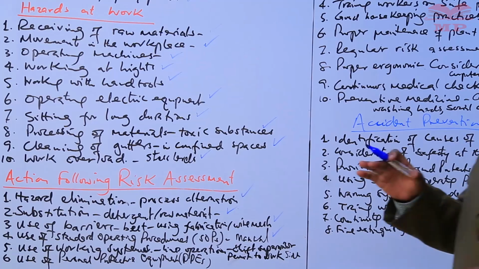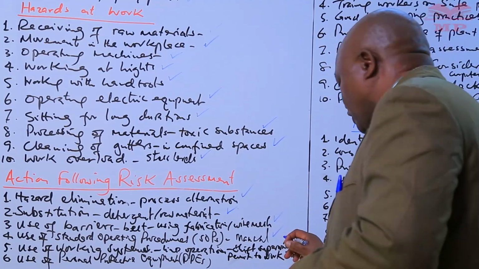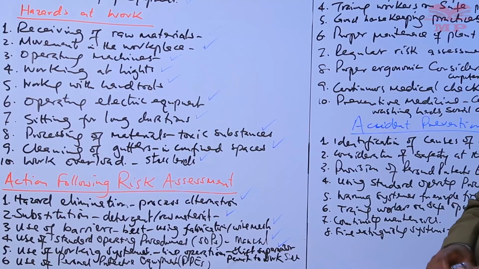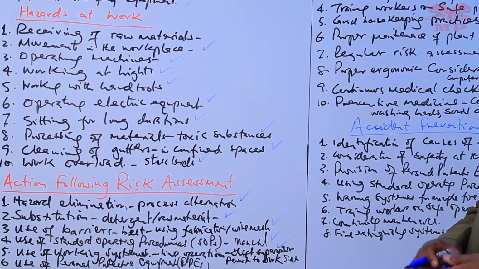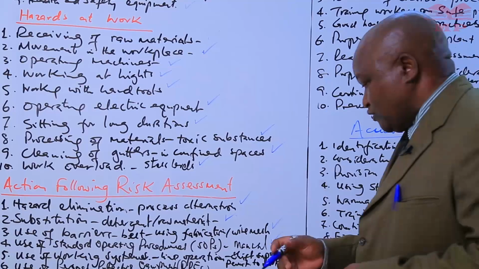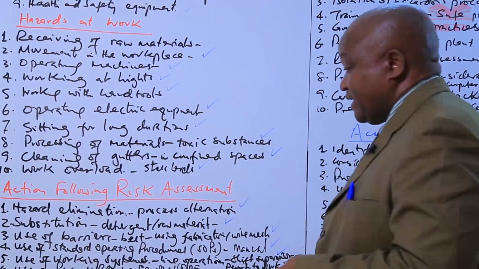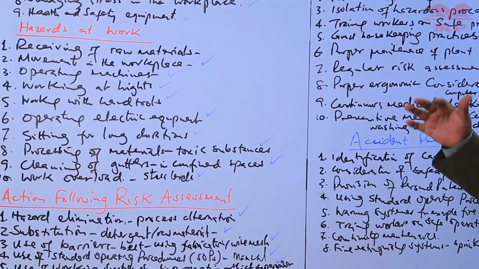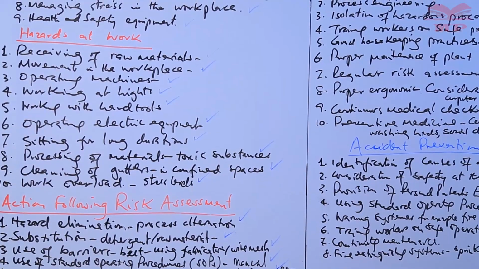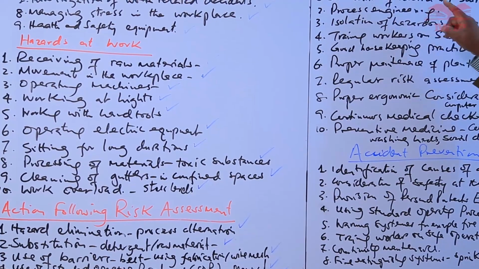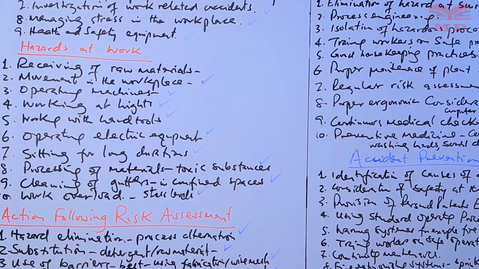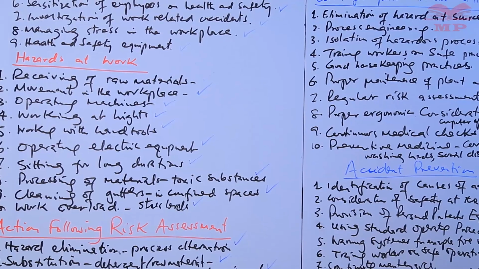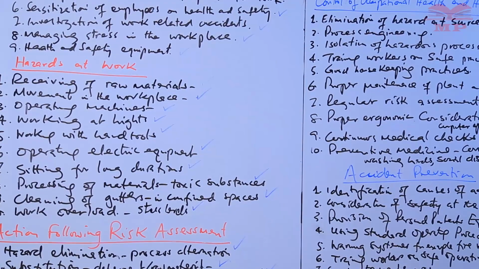Number five, use of warning systems where there could be a warning if there is a danger, the machine stops or process stops. Then use of personal protective equipment, which we have said is the last line of protection when all the others have not succeeded. Then we have also looked at the control of occupational health and hygiene problems.